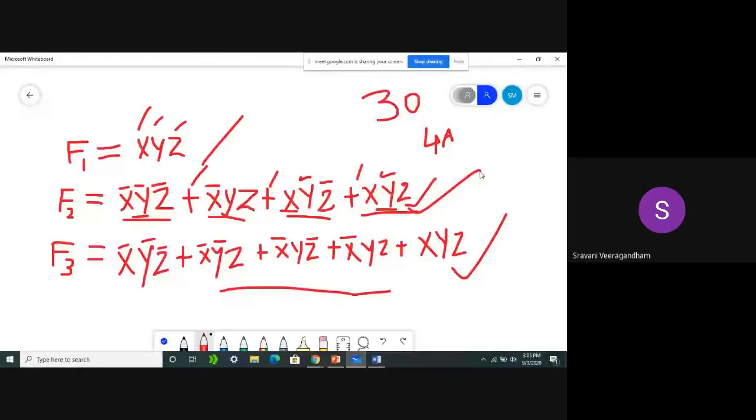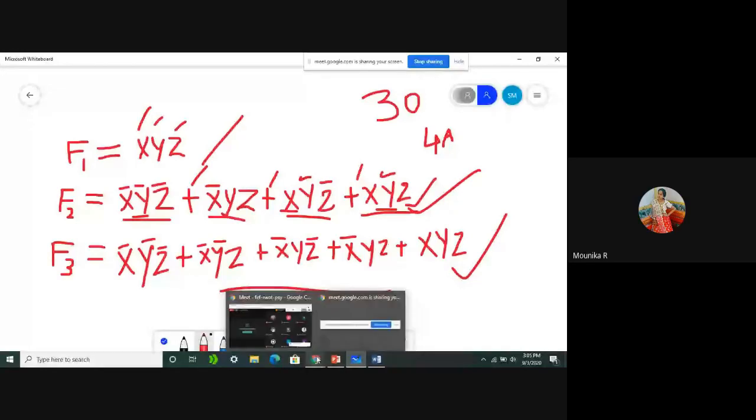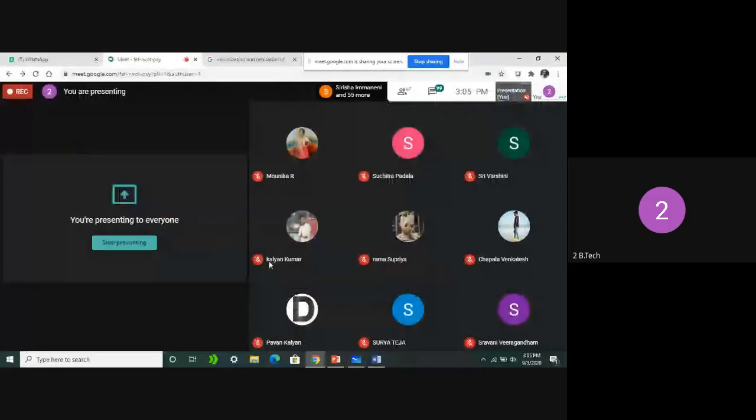How many AND gates and how many OR gates are required for this F2 function? Clear all of you? Yes, sir. Okay, thank you everyone.